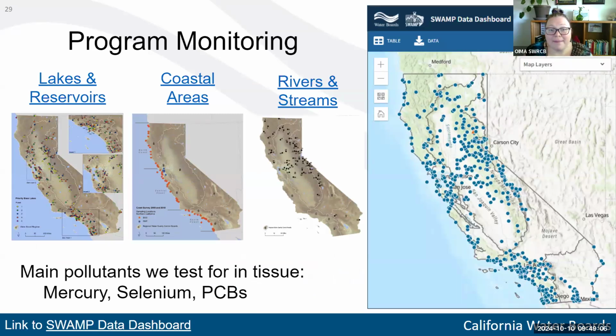Here we see some maps showing sample locations separated by water body type on the left side of the screen, and an image of our interactive SWAMP data dashboard, which shows all of the sampling locations since 2007. The majority of our analysis has been on mercury, selenium, and PCBs in tissue, although other pollutants have been analyzed from time to time. If you're interested in exploring our data, there's a link to the SWAMP data dashboard on the bottom left side of the slide.